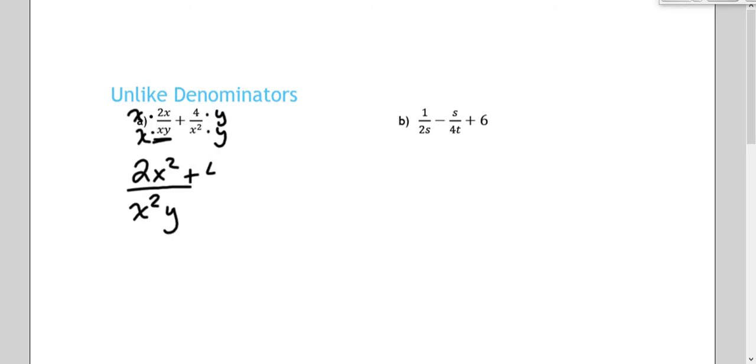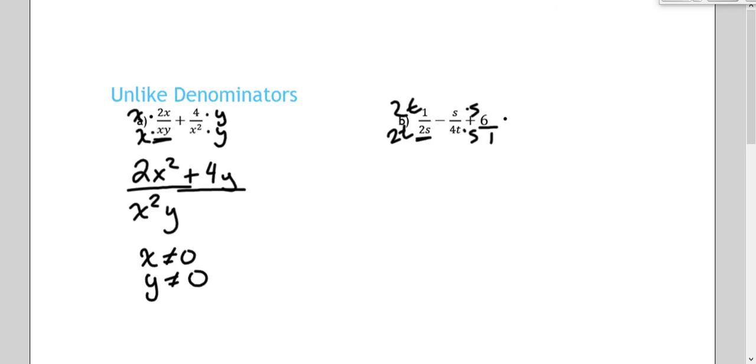So plus 4y. So now we can put it all over the same denominator. X cannot equal 0 and y cannot equal 0. This one is a little more complicated, which is fine. This one is missing a 2 and a t, so we're going to multiply by 2t. This one is missing an s, and this one is technically over 1, so it is missing a 4ts.